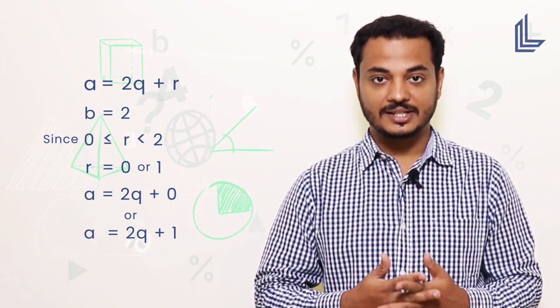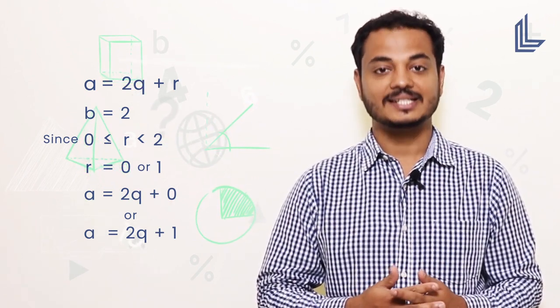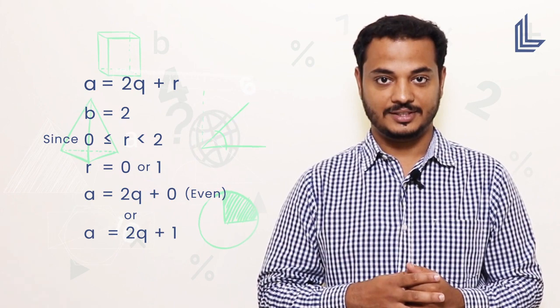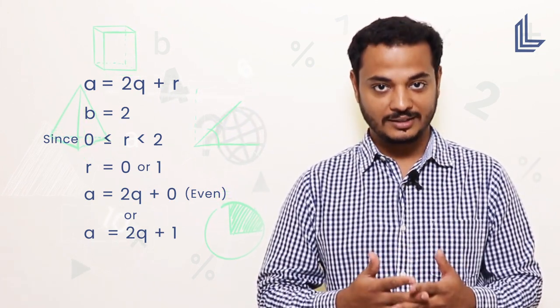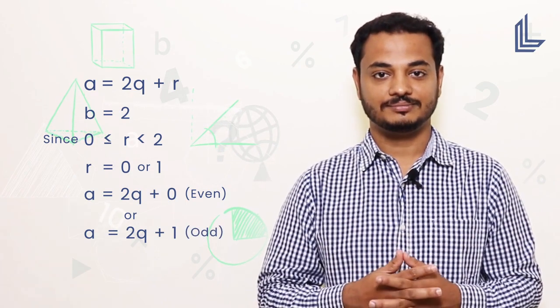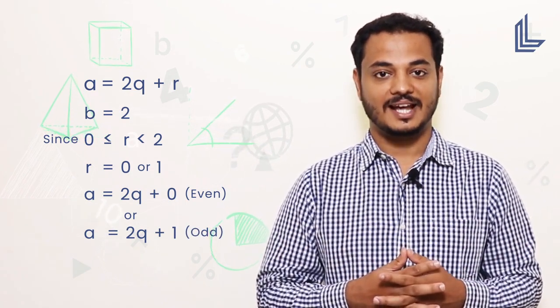If the integer is in the form of 2q, it means that it is an even integer. If the integer is of the form 2q plus 1, it means it is an odd integer. That's as simple as it is. It was that easy to prove this simple fact, isn't it? Alright, so let's look at one more application question to seal this concept perfectly.